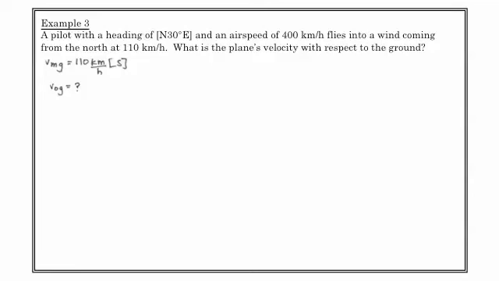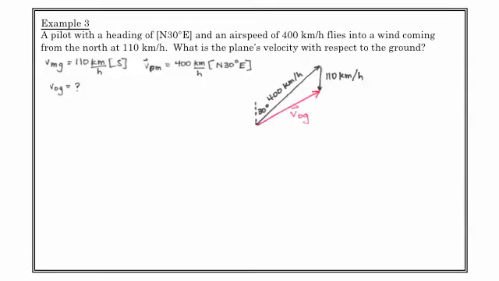So we know that we're finding VOG. And what that means is the last little pieces of information here are the object with respect to the medium. So we know that the airspeed of the plane is 400 kilometers per hour, and we know the direction that it's pointed in, north 30 degrees east. So let's try and put this together in a diagram. And what we find is that we have 400 kilometers per hour in this direction. The wind is blowing to the south. We add those vectors tip to tail, and our resultant is the velocity of the object with respect to the ground.